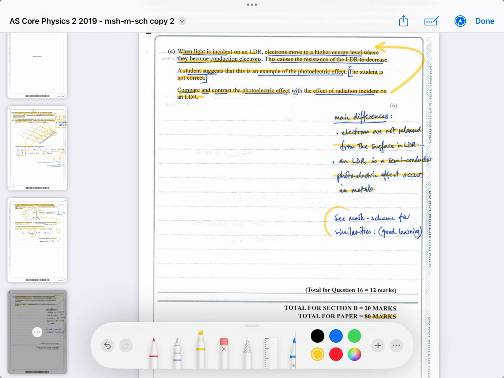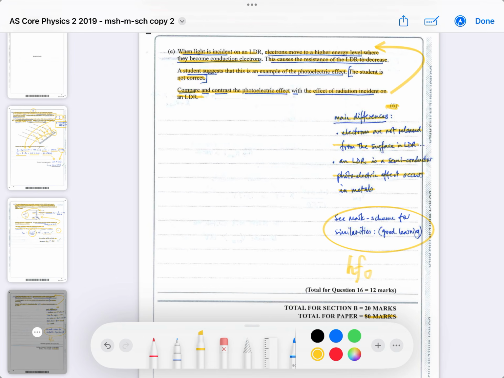And then you can look at the mark scheme to see what else you should say to get the 6 marks. So I'm telling you the main differences. The similarities are that both of them absorb energy from photons. The photoelectric effect absorbs the photon energy and releases the electrons with kinetic energy if the threshold frequency has been reached. In other words, if the energy is equal to hf naught, which will be the minimum frequency needed to release electrons. So both absorb photon energy.